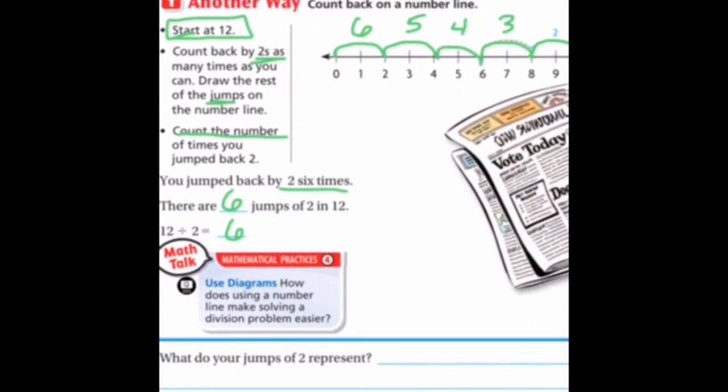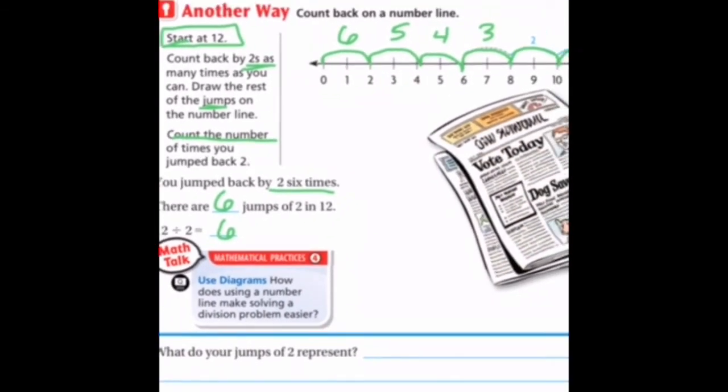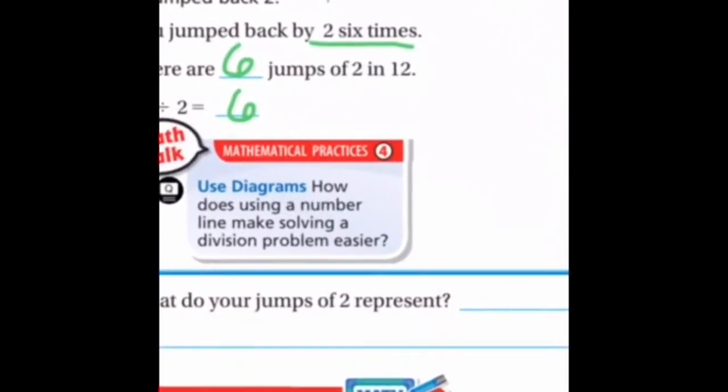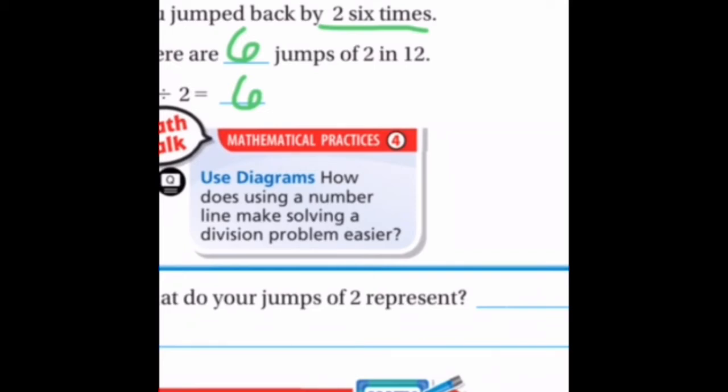Okay. So you can either count backwards like we did before, or we can count backwards on a number line, either one. Question here is, what do your jumps of 2 represent? Remember, they brought in 2 newspapers every day. Each girl brought in 1, so the 2 represents 2 newspapers each day. That's what the 2 represents, okay?